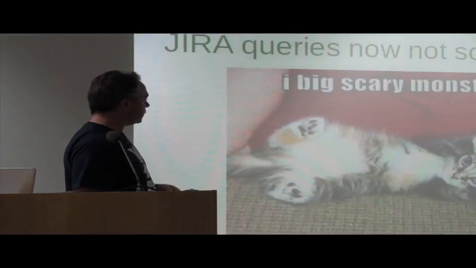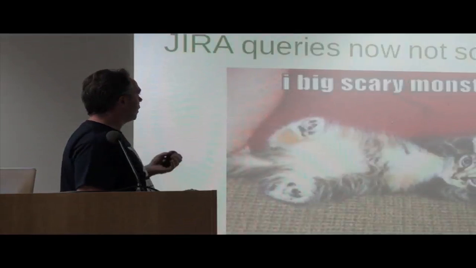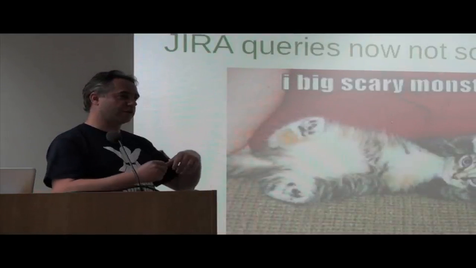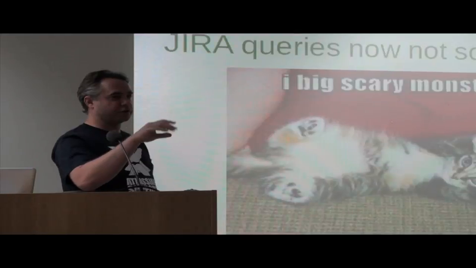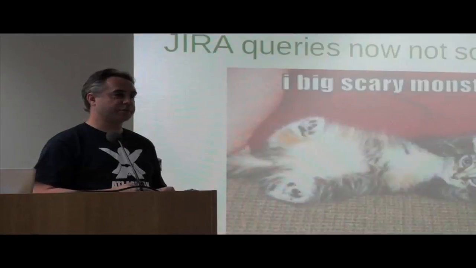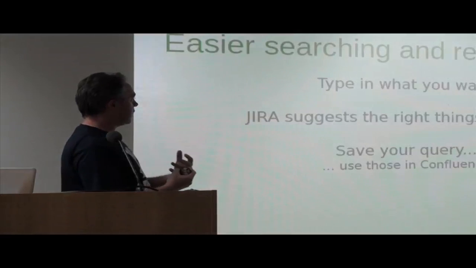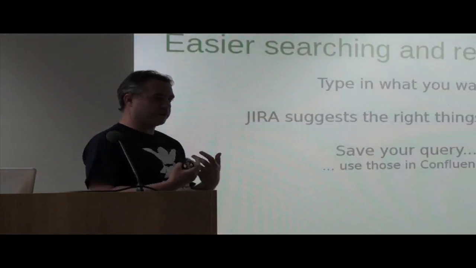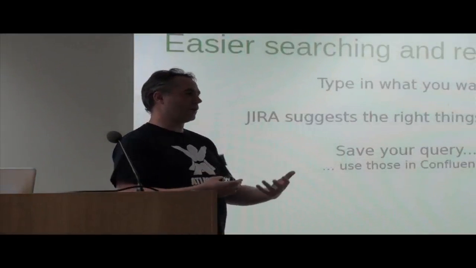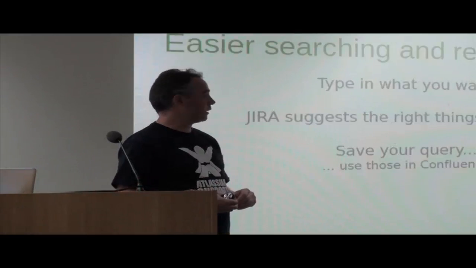Also, finding things was a little bit tricky. The JIRA queries can look a little bit scary when you first click that search button and you go in and you're not quite sure what to type. What we've done with JIRA now is enabled autocomplete. If you've ever done any command line stuff, you can tab and get auto completion. It gives you a clue about what you're actually typing.